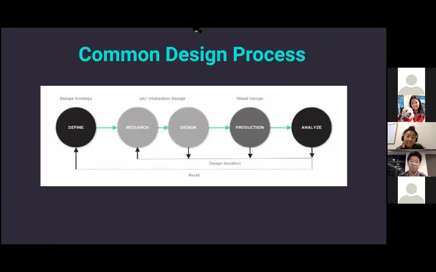So let's talk a little bit about design and the general process that designers go through. Of course, it varies, but I'll just walk you through. You start by generally defining a problem, figuring out the context of what kind of design you want to solve.